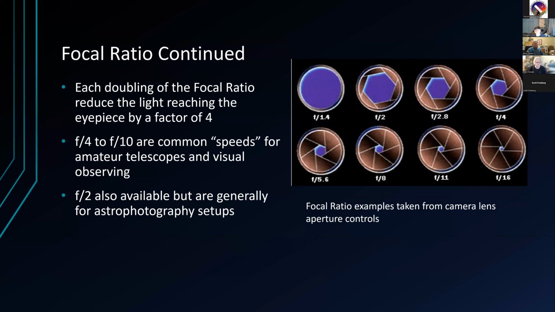There are also dedicated imaging telescopes, such as the recently popular RASA or the Hyperstar, which will turn a telescope into an F2. But those are not generally for visual observing, and we like to keep a lot of these conversations centered around visual observing in this particular group. So we won't go too much into F2, but there are some concepts here that do relate to each other.